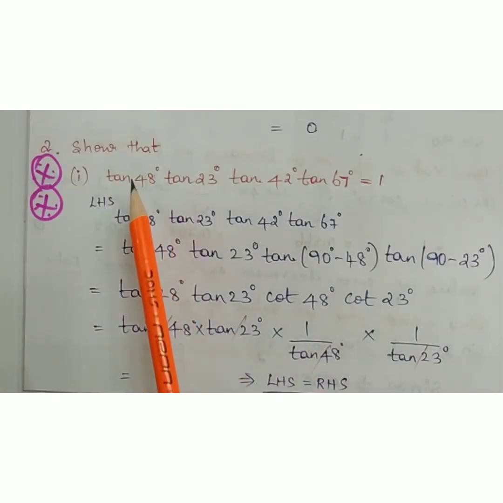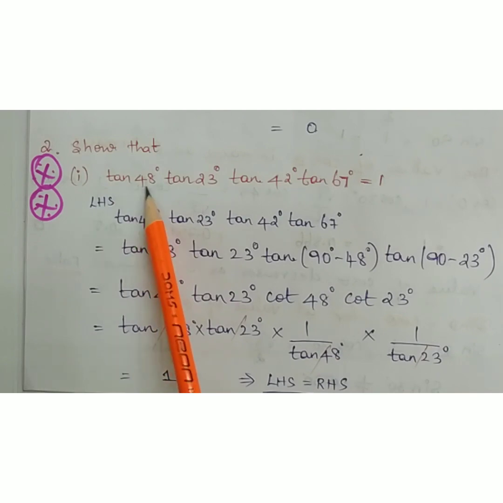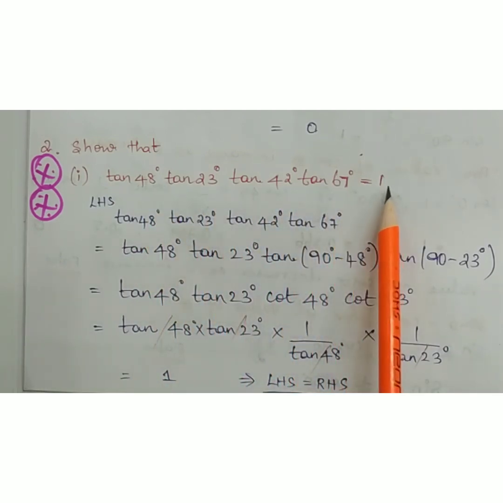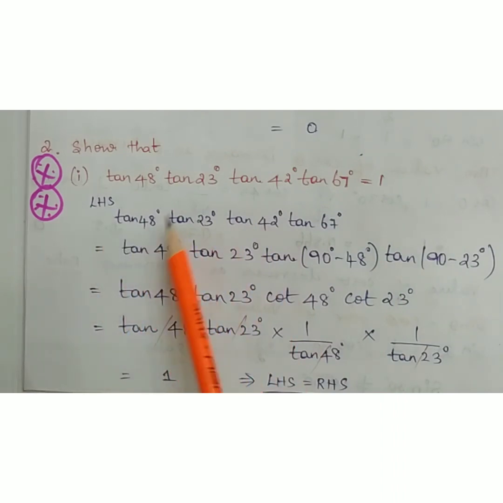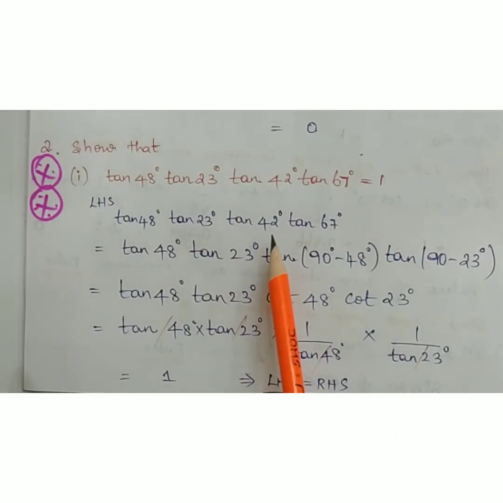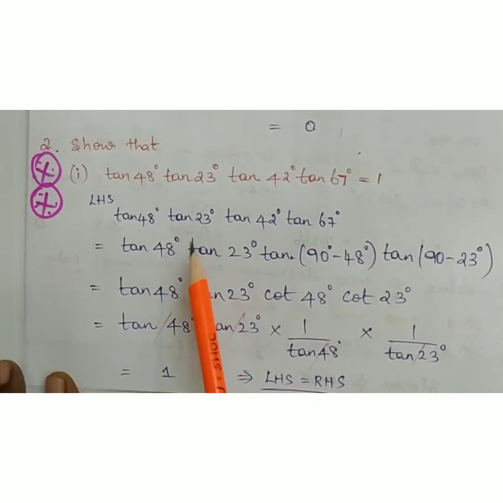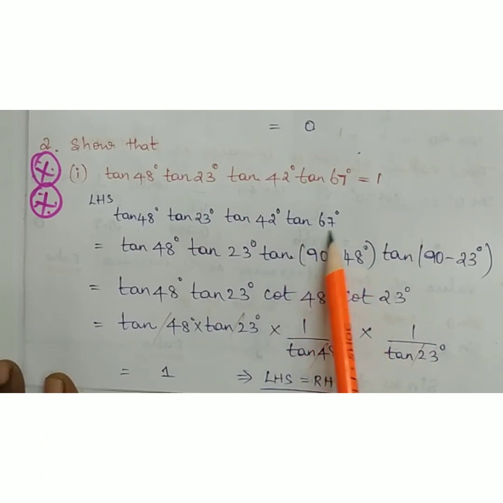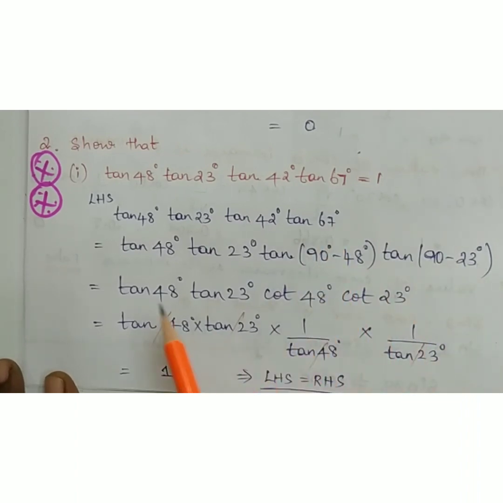Second sum. Show that, first subdivision, tan 48 tan 23 tan 42 tan 67 is equal to 1. Taking LHS, tan 48 tan 23 tan 42 tan 67. Here tan 48 and tan 23 you keep as they are. This tan 42 you write as tan of 90 minus 48, and this tan 67 you write as tan of 90 minus 23, because 90 minus 23 is 67.